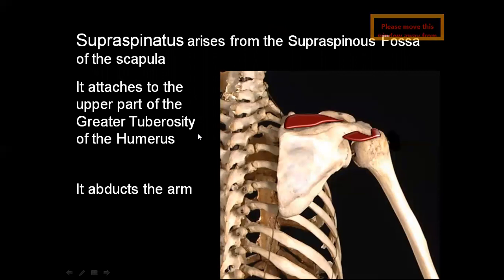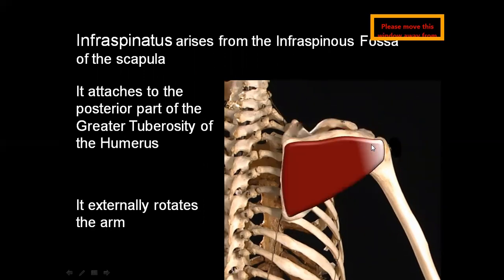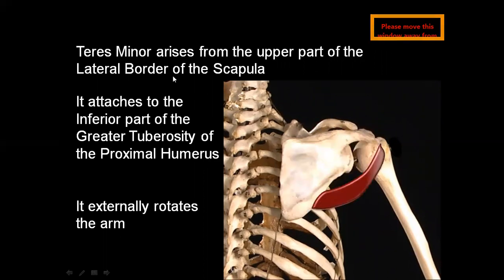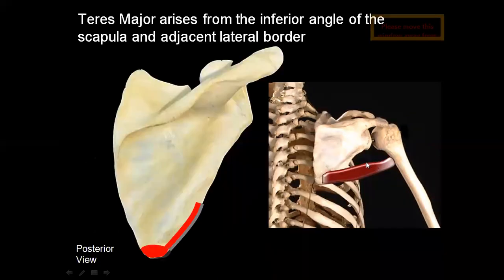Of course, these muscles have been discussed when we were discussing osteology. A quick review: supraspinatus arises from the supraspinous fossa of the scapula and attaches to the upper part of the greater tubercle. In some of the books it is given as tuberosity, but the books we follow name it greater tubercle only. It abducts the arm. Infraspinatus arises from the infraspinous fossa and attaches to the posterior part of the greater tubercle of the humerus. It also externally rotates. Teres minor arises from the upper part of the lateral border of the scapula and attaches to the inferior part of the greater tubercle of the humerus. It also externally rotates the arm.